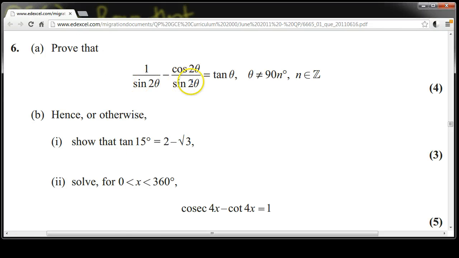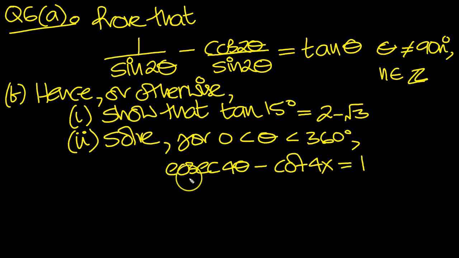Prove that this trig identity holds for theta not equaling these values, and hence or otherwise show that tan 15 degrees is 2 minus root 3, and solve for x between 0 and 360 this trig equation here. So I've written everything out above. So let's have a look at the first part then, part A.